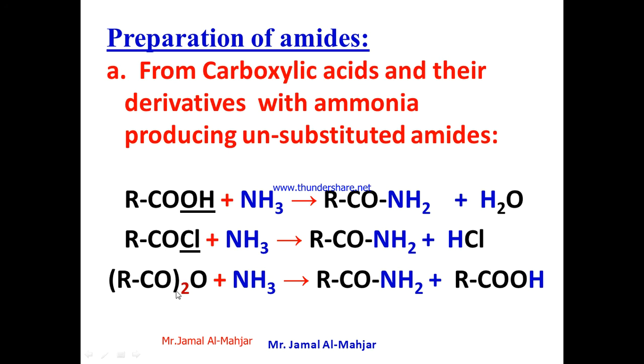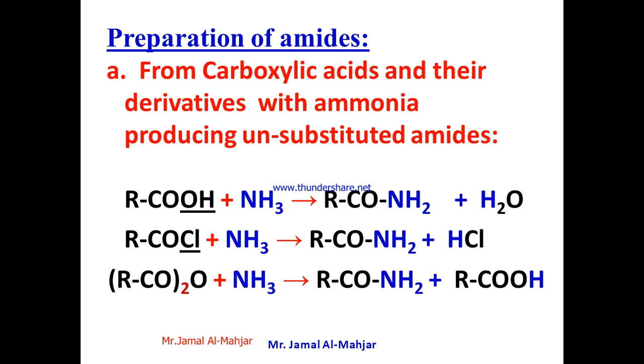What remains here? You have 2. In this case, you remove 1, and what is the rest? Yes, it is 1 RCO. Then what we have here? Yes, NH2. Why NH2? Because I removed one hydrogen with RCOO. So these are the rules of the reaction of carboxylic acid or acid chloride or acid anhydride with ammonia. All of them give us the same product. Look, RCONH2, it is the same.